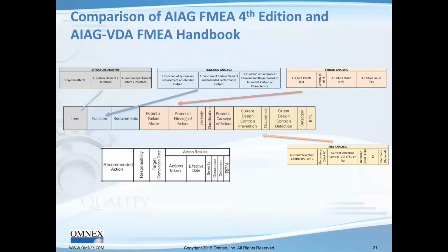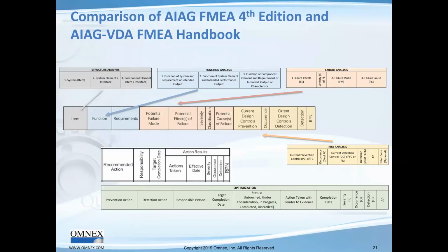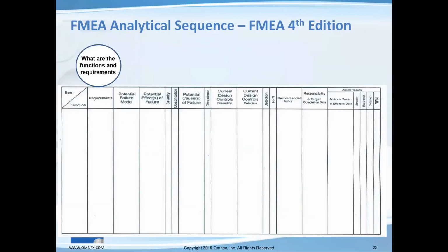And then we have the optimization step, and you see a lot more detail here, which I'll be talking to you about, including, you can see here, actions taken with a pointer to the evidence. It forces the team to commit to why they revised the occurrence or detection numbers. What did you work on, prevention or detection, that you changed the occurrence or changed the detection? And then, of course, doing another severity, occurrence and detection rating, and redoing the AP. All right, not altogether too bad.